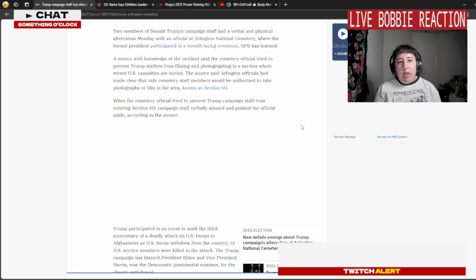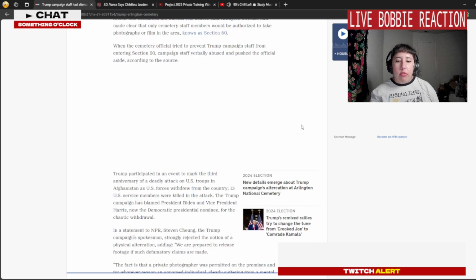In a section where recent U.S. casualties are buried, the source said Arlington officials had made clear that only cemetery staff members would be authorized to take photographs or film the area known as Section 60. When the cemetery official tried to prevent Donald Trump's campaign staff from entering Section 60, the campaign staff verbally abused and pushed the official aside, according to the source.